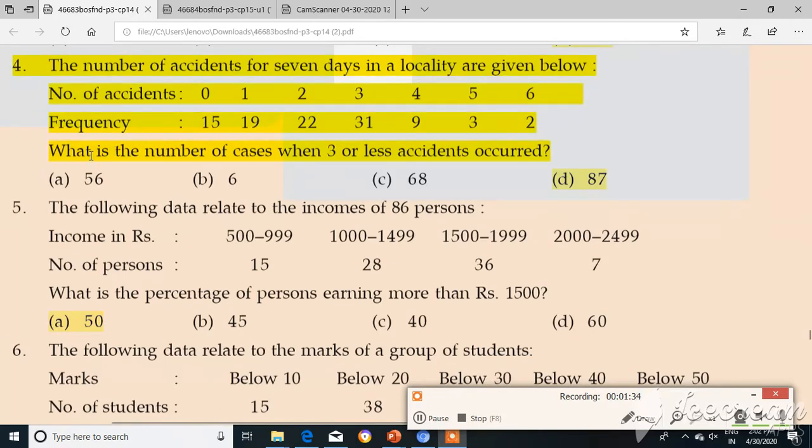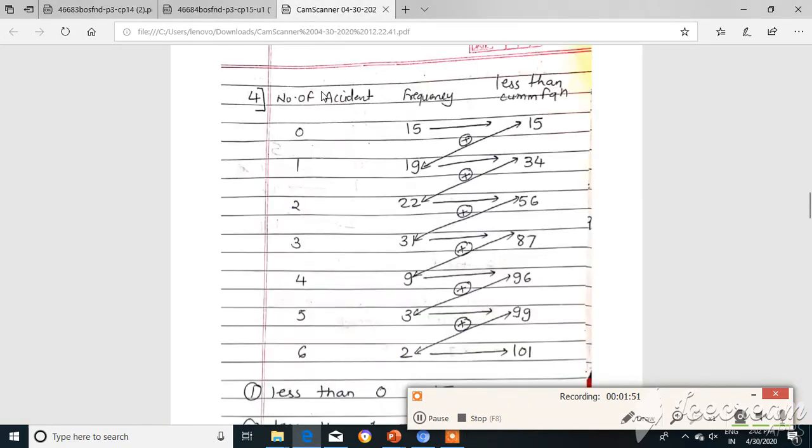Now what we have to find: what is the number of cases when 3 or less accidents occur. So option A is 56, option B is 6, option C is 68, and option D is 87. Now come to the solution of this. So here we have the number of accidents 0, 1, 2, 3, 4, 5, 6, and corresponding frequencies are 15, 19, 22, 31, 9, 3 and 2.